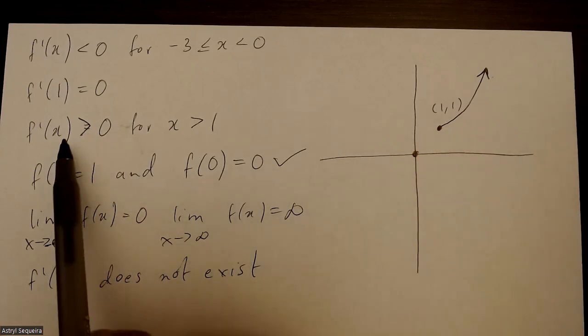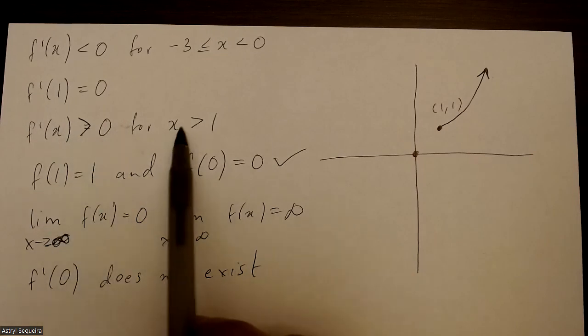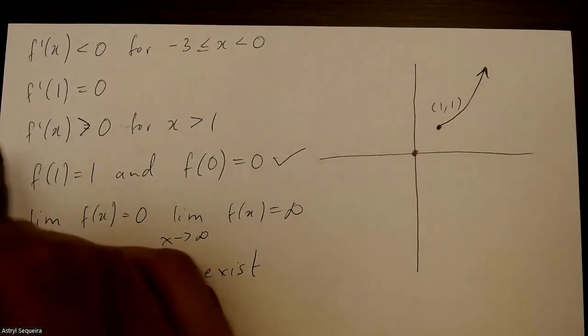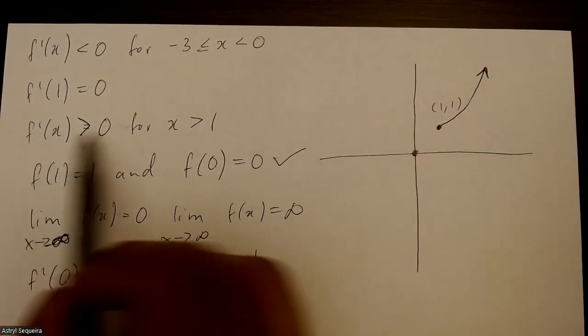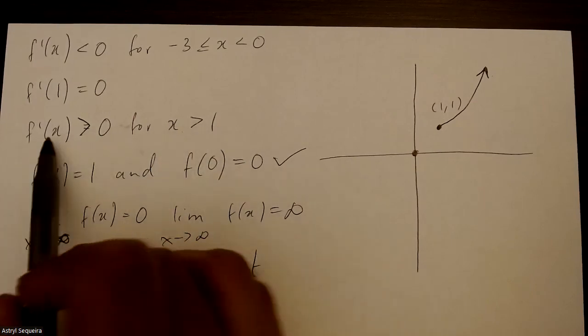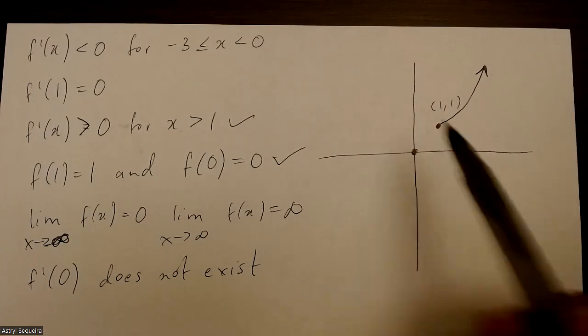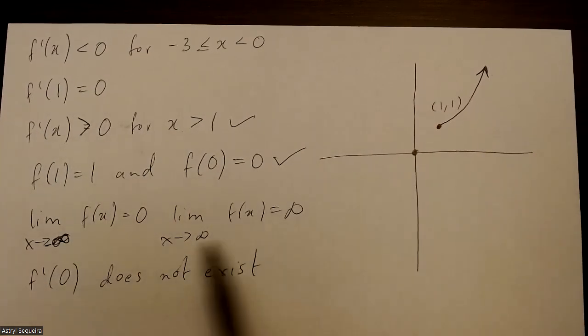Okay, next thing I know is that f prime is greater than 0 when x is greater than 1. So I've already drawn that here. When x is greater than 1, my graph is increasing. So I've taken care of this point as well. That's good. And that has to be the case to match with this over here.